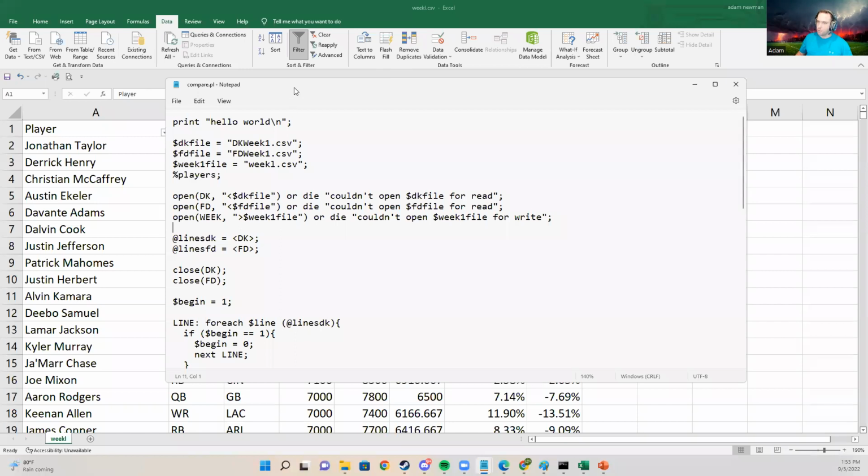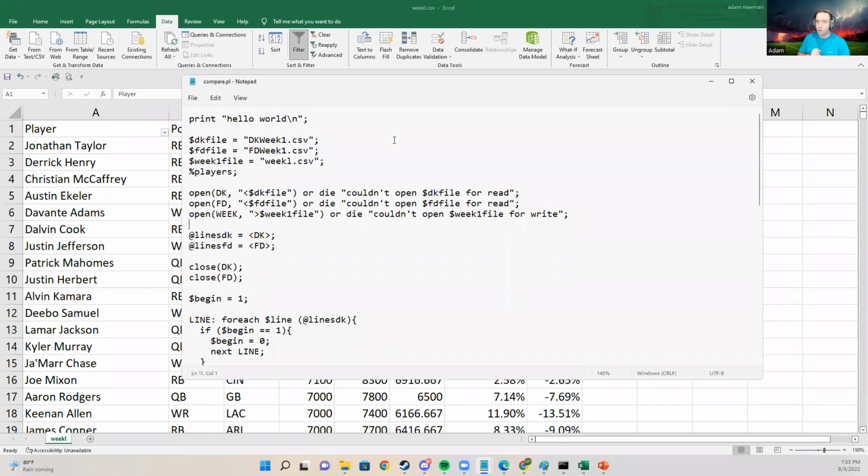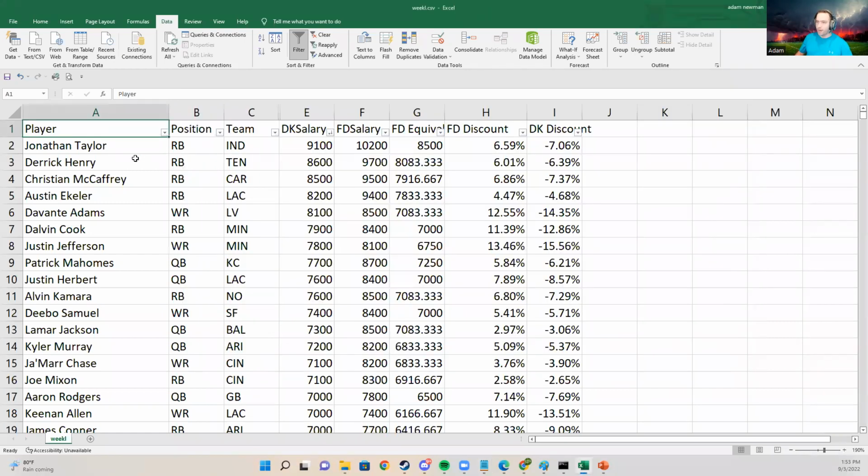Just real quick, let me show you how this operates. It's kind of cool. I wrote a little script. Like I said, I'm a programmer at heart. I like writing programs. This is Perl. You don't need to know that. What I do is take the CSVs for DraftKings and FanDuel, build a little script, and combine them, and you get a nice little thing that looks like this, right?